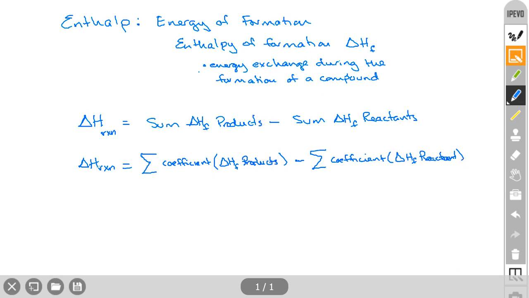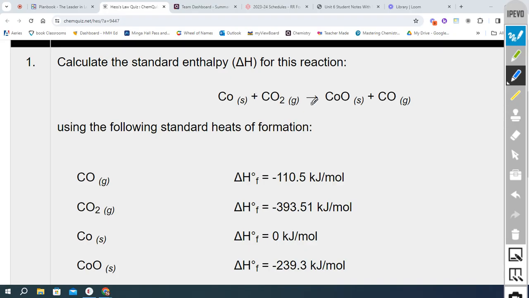Okay. So both equations are the same thing. Sigma, which is this E right here, all that means is it's the sum of. Okay. So the difference between the two is that coefficient. That coefficient is going to be important because that coefficient tells you how many of those molecules you need to use. Okay? So if we go back to the equation here, in this equation right here, you notice each one is just one of them, correct?